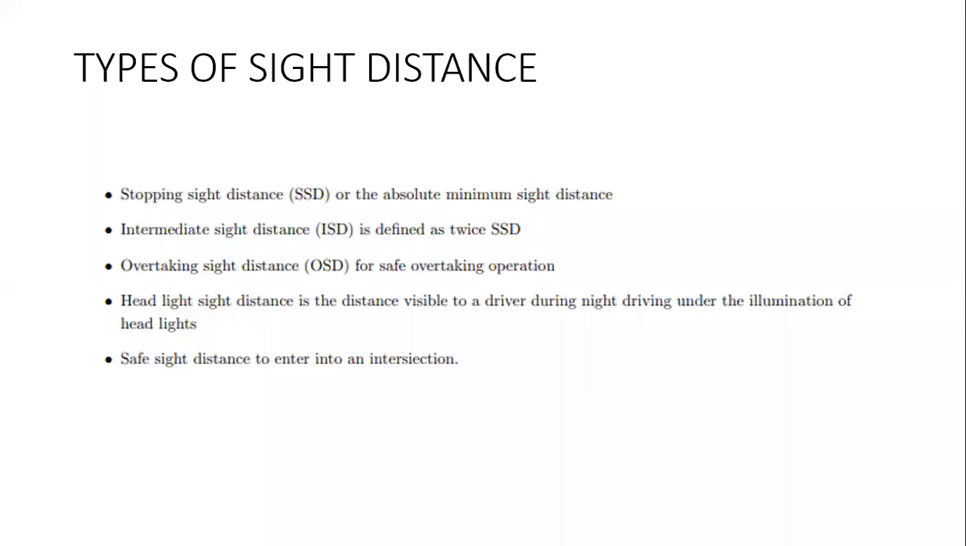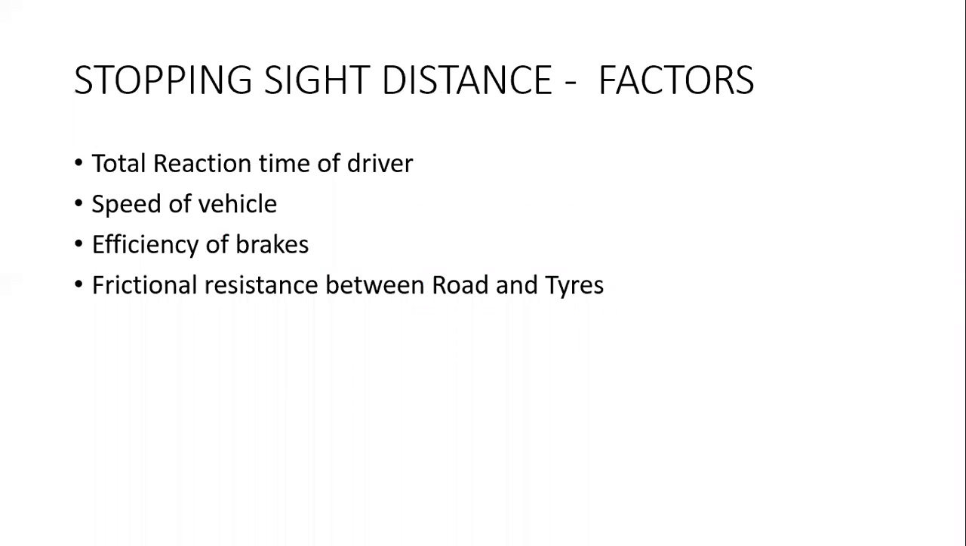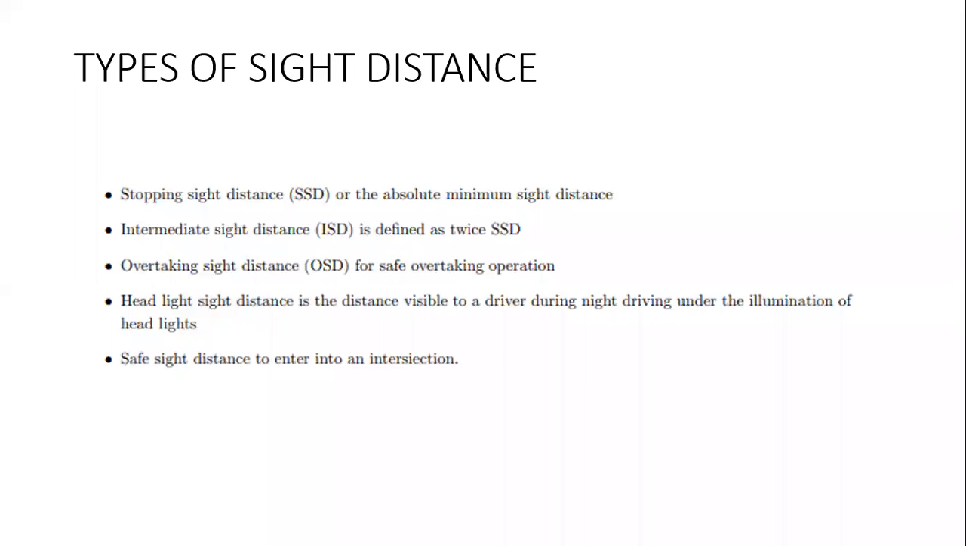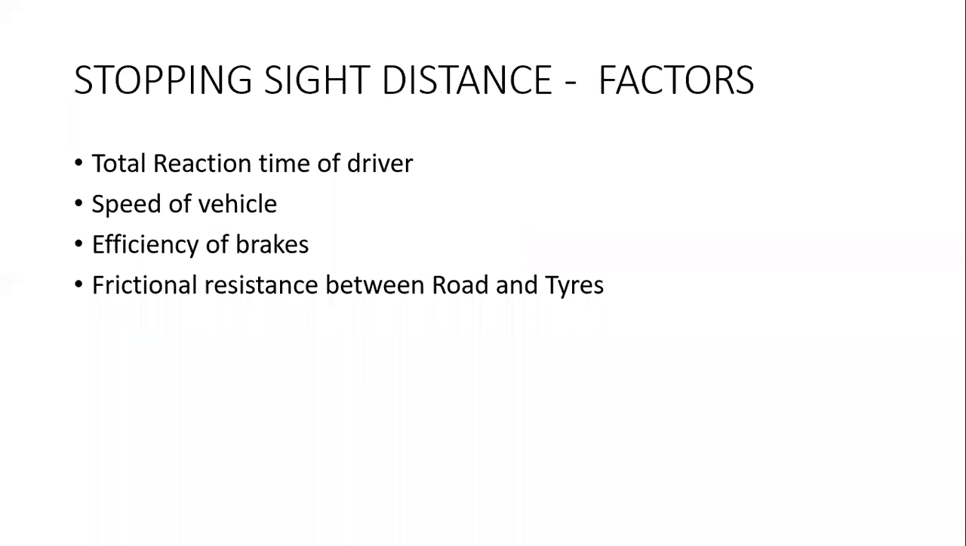We'll be seeing each in detail. You have a lot of derivations also. So now we are going to see the first type of side distance, that is the stopping side distance, which is also called the absolute minimum side distance.